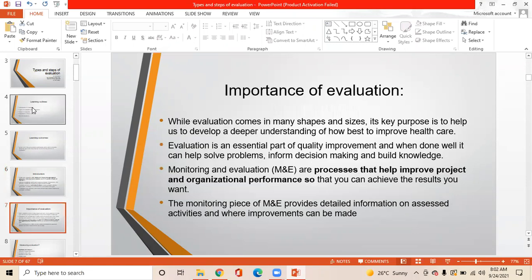Importance of evaluation: while evaluation comes in many shapes and sizes, its key purpose is to help us provide a deeper understanding of how best to improve healthcare. Evaluation is an essential part of quality improvement, and when done well, it can help solve problems, inform decision making, and build knowledge. Monitoring and evaluation are processes that help improve project and organizational performance so that you can achieve the results you want. The monitoring piece of monitoring and evaluation provides detailed information on assessed activities and where improvements can be made.